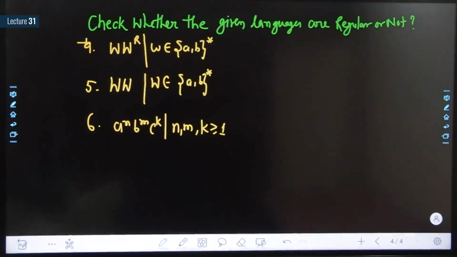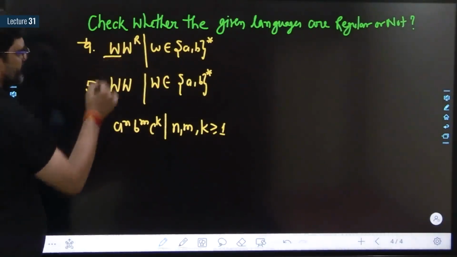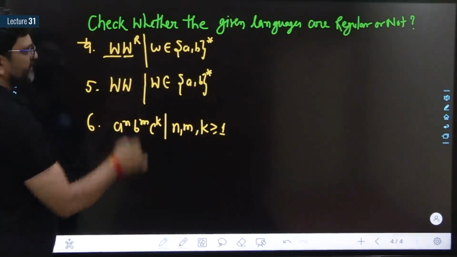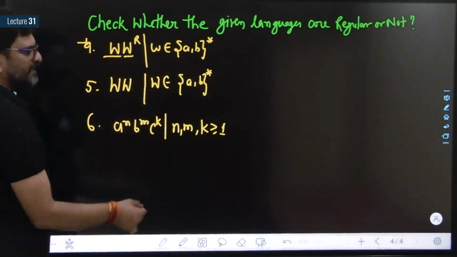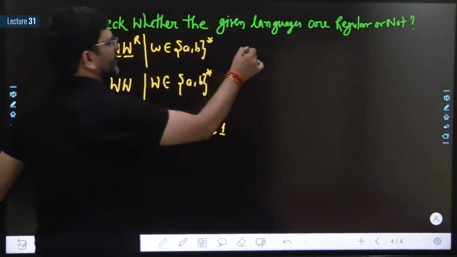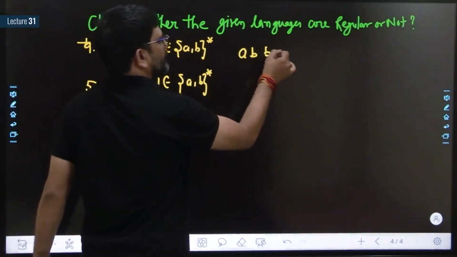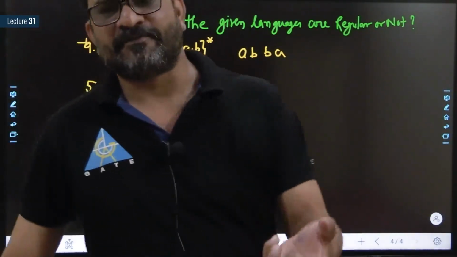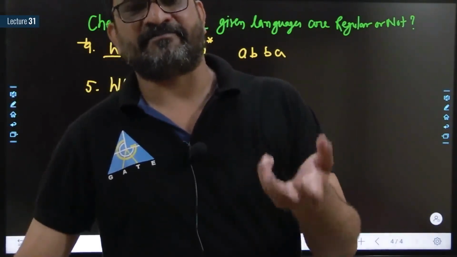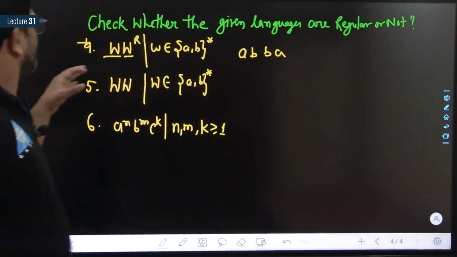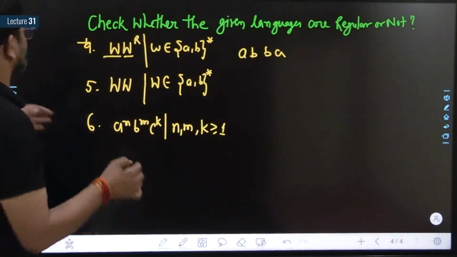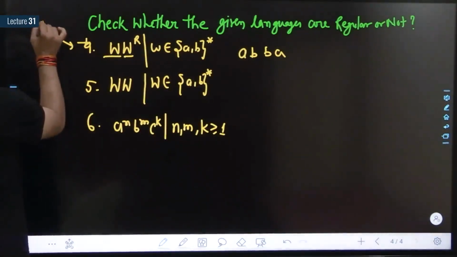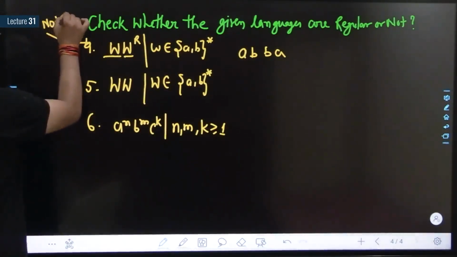Have you done this? Okay, check. W is any string and W^R is the reverse, and this is an infinite language. There is a comparison, AB, BA, but finite automata does not have memory. It cannot remember the states. That's why the comparison is not possible. That's why this one is not regular.